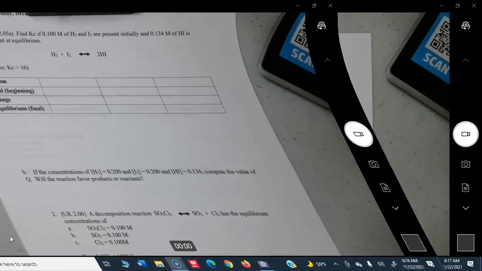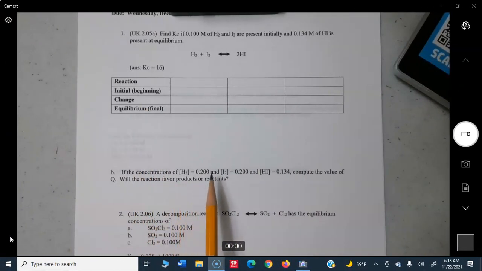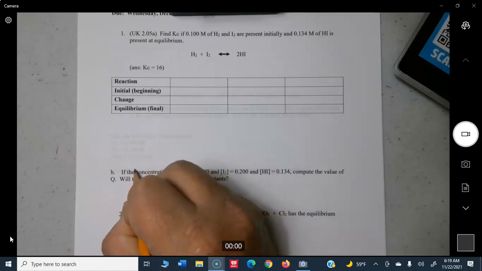Okay, so part B of problem 1: if the concentrations of H2 and I2 equal 0.20 each and HI is 1.34, compute the value of Q. Will the reaction favor products or reactants? So it should have been clear that those are equilibrium concentrations. So let's just assume that those are equilibrium concentrations.